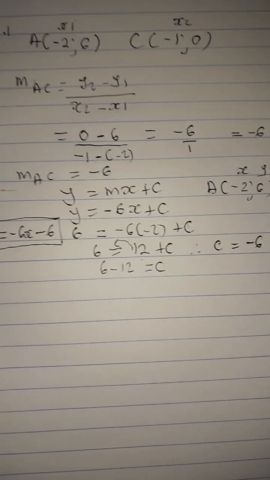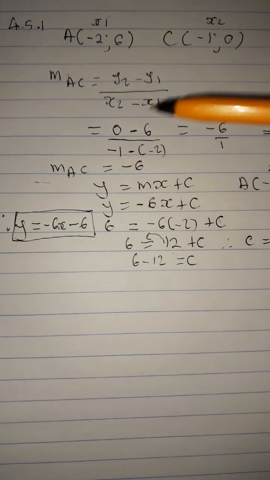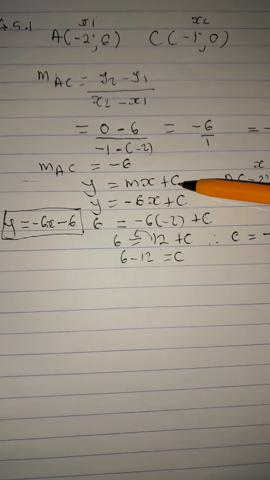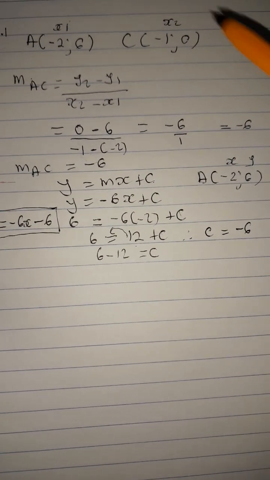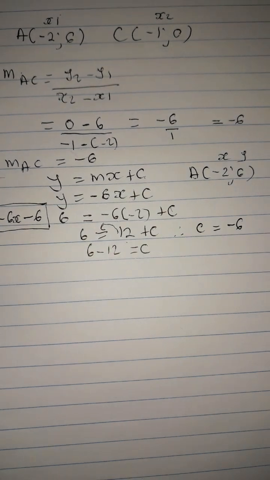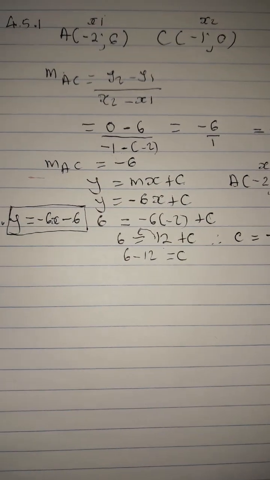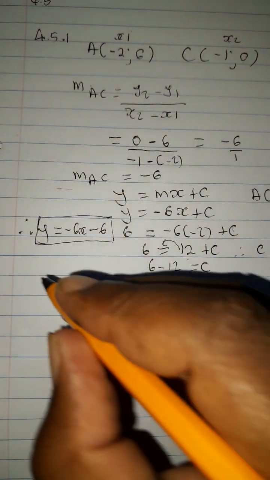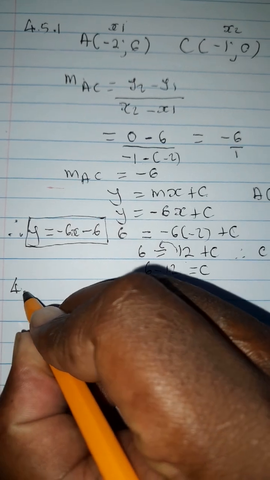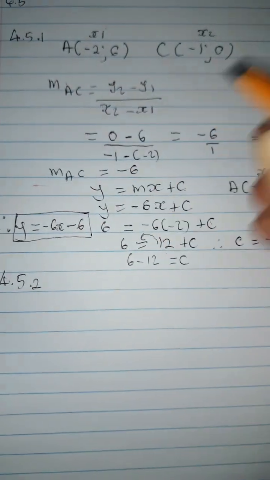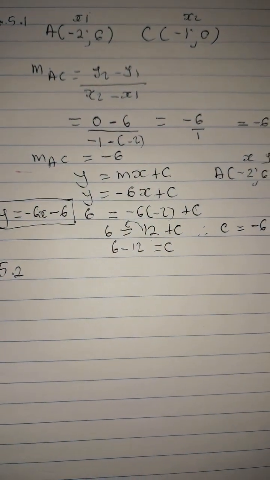I hope you saw. First, you need to find the gradient. Then after finding the gradient, you find the value of C. Then use the coordinate here to calculate C. Then you're safe, right? So let's go to 4.5.2. I hope you're learning on how to answer such questions in functions.